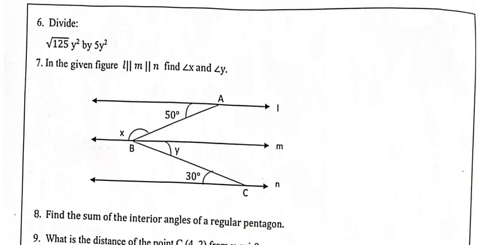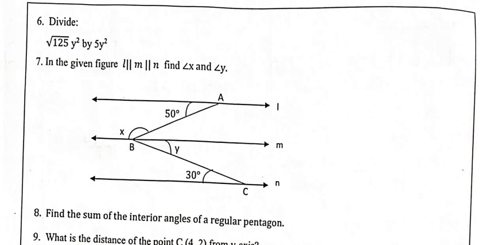Now moving to the next question, the 6th question, and this is a very important question. Most of the students are confused due to the root. Here a root is given, under root 125y square, we have to divide it by 5y square. So most of the students got confused. Now see how to solve it.